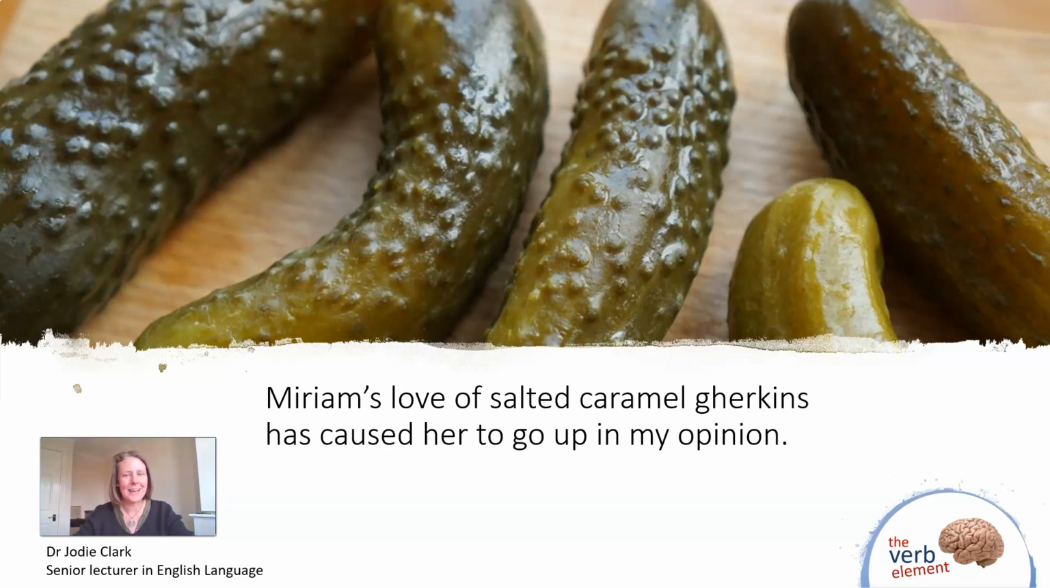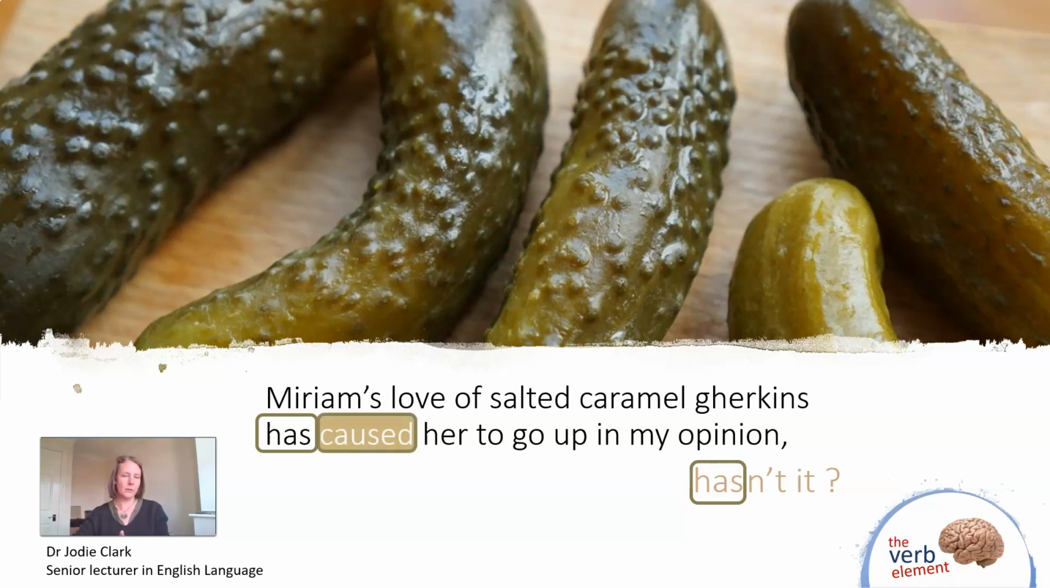Okay, Miriam's love of salted caramel gherkins has caused her to go up in my opinion. We add the question tag, hasn't it? We check the auxiliary in the question tag, which is has. We look for the same auxiliary in the original clause, and we find it there. We look to the right of that and we see the word caused. We ask ourselves, is it a lexical verb? Well, I can define it. To cause something means to bring it about.